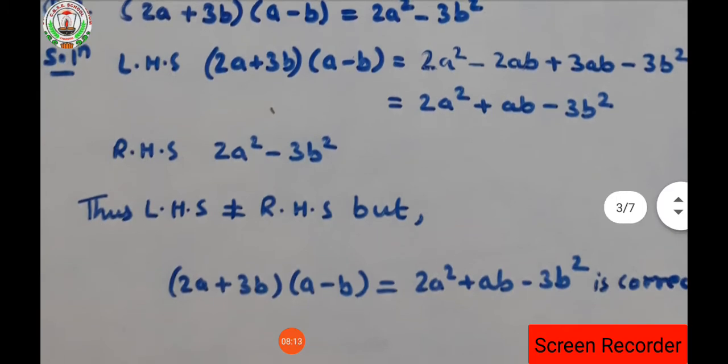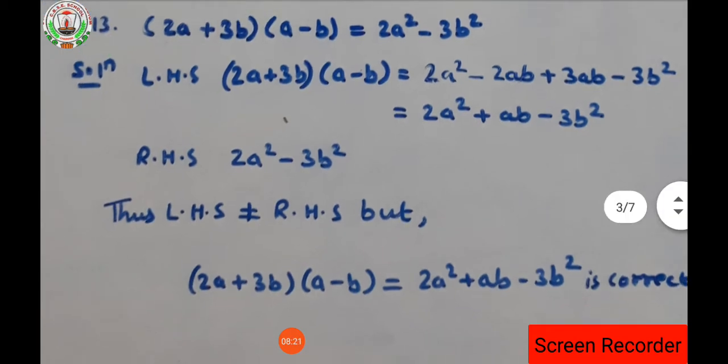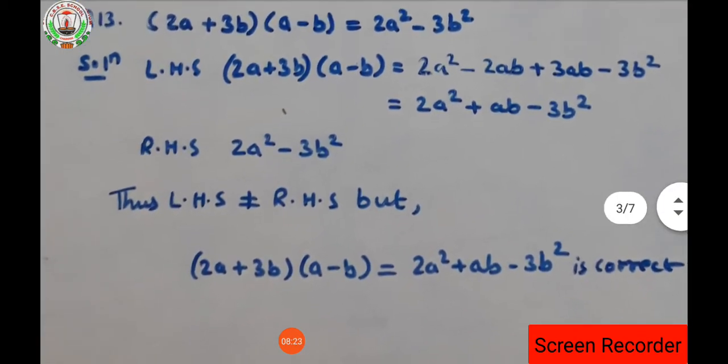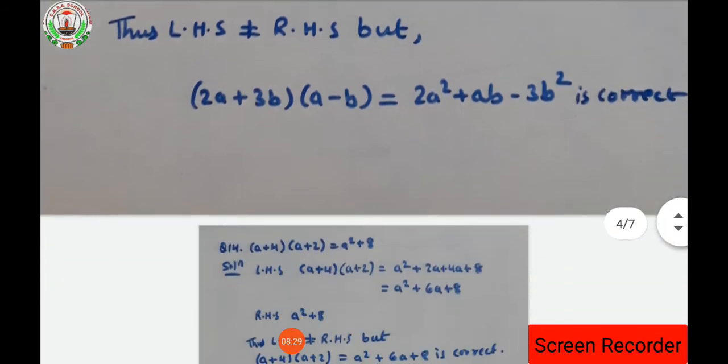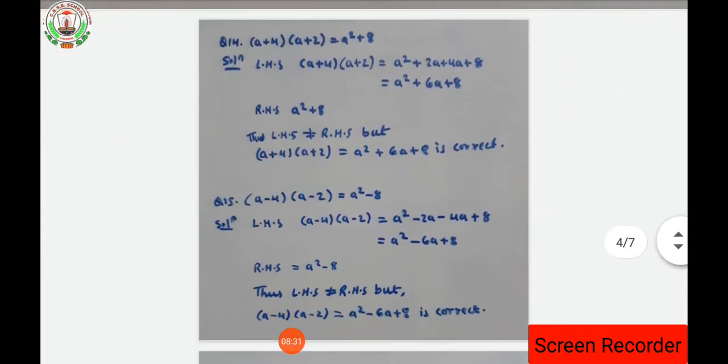But (2a + 3b)(a - b) = 2a² + ab - 3b² is a correct statement over here. Clear all of you? So this LHS part is the correct mathematical statement. Clear? How to find? Now question number 14.